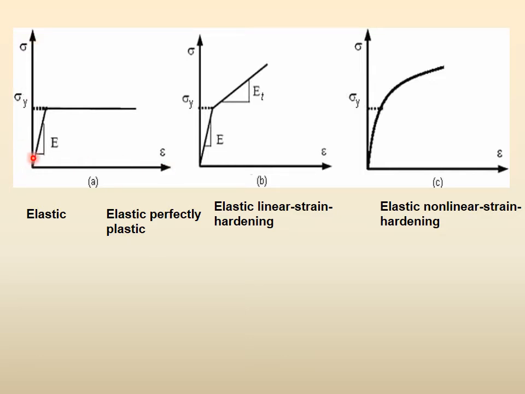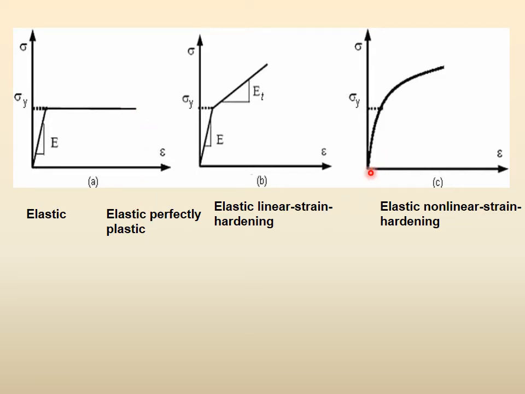If your graph has only this straight line, forget about this one, only this straight line, then it is only elastic. The material model is only elastic, which means the purely brittle material. If it goes to the yield stress and then remains flat, it keeps on doing plastic deformation, but the stress does not increase beyond the yield stress. So then it is elastic, perfectly plastic. Now this whole graph is elastic, perfectly plastic.